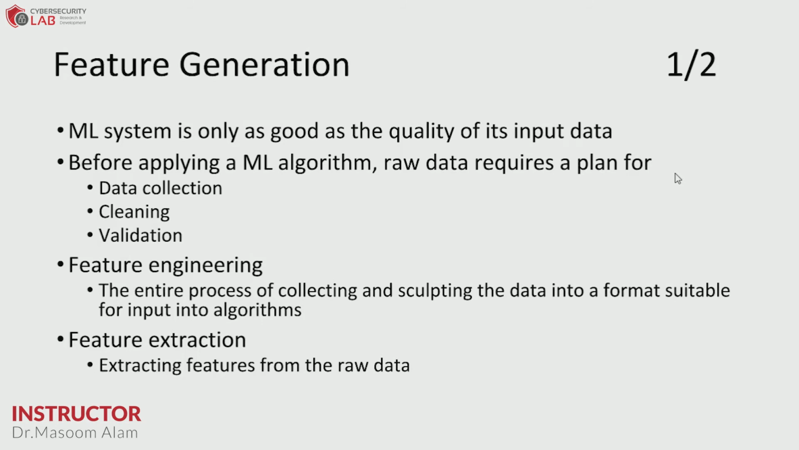What is the process of feature generation? A machine learning system is only as good as the quality of its input data. As I mentioned earlier, garbage in, garbage out. Before applying a machine learning algorithm, raw data requires a plan for data collection, cleaning, and validation. And the entire process is about collecting and gathering the data into a format suitable for input into algorithms.